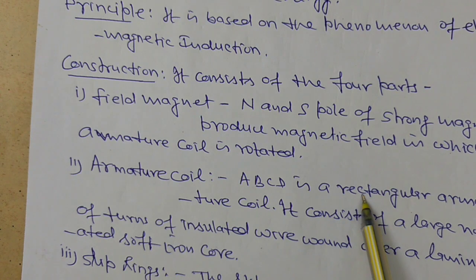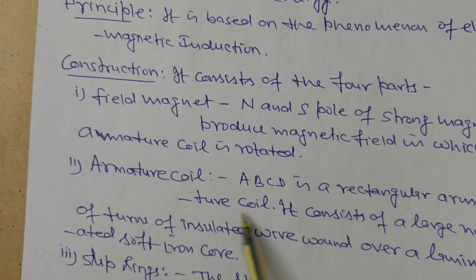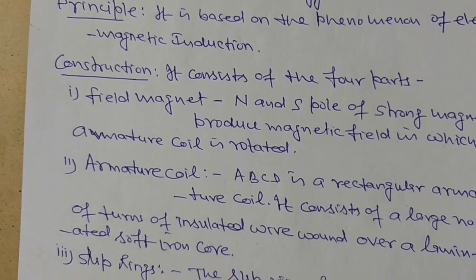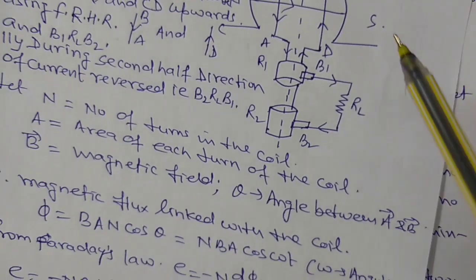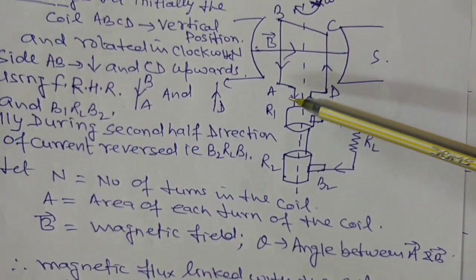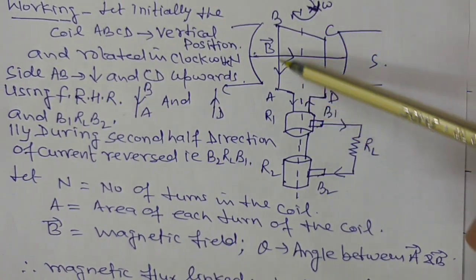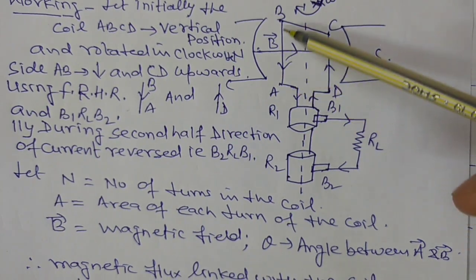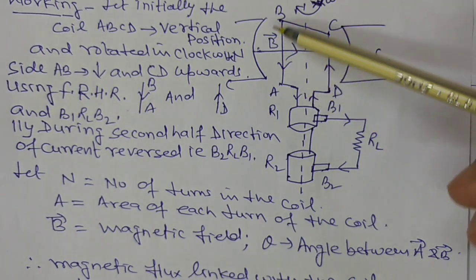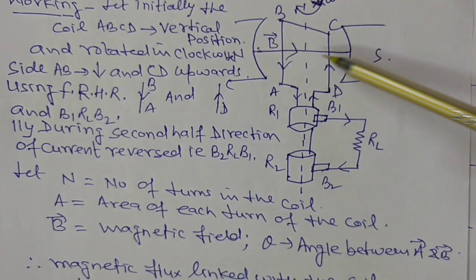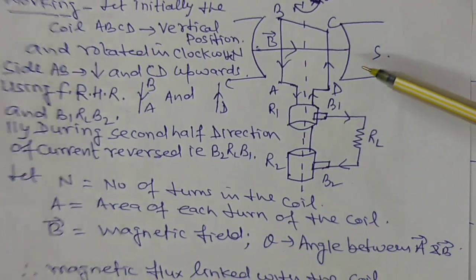And this number two, armature coil ABCD. ABCD is a rectangular armature coil and it consists of a large number of turns of insulated wire wound over a laminated soft iron core. Here this is ABCD armature coil, and this armature coil consists of a large number of insulated wires, right, and it rotates in between these two magnetic poles.